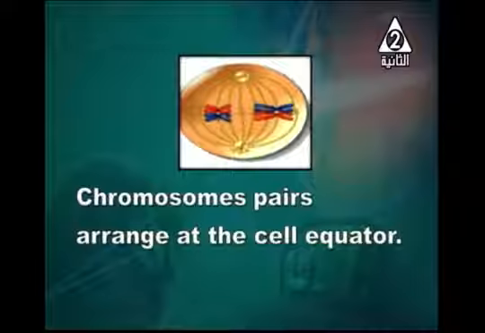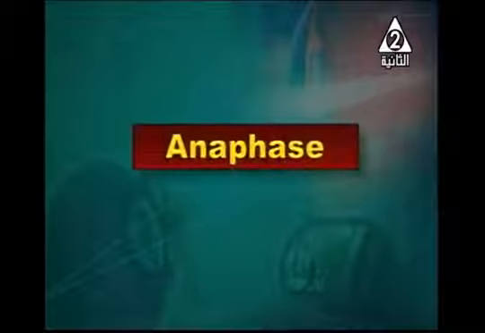Then the cell goes to metaphase 1. During this stage, the tetrads, or the chromosome pairs, are arranged at the cell equator, or at the cell center. Then the cell undergoes anaphase 1.